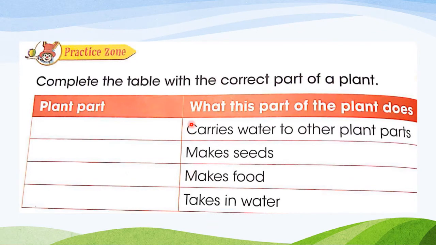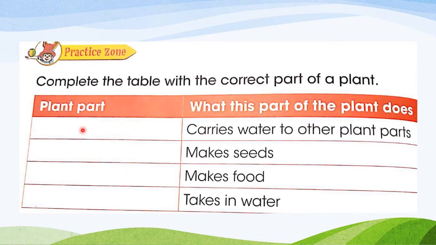Here is again a practice zone for you. Look at this practice zone. Complete the table with the correct part of plant. Here a table is given to you. You have to write different parts, just like stem, flower, roots. Carries water to the other parts of plants? Yes, roots. So write here roots.